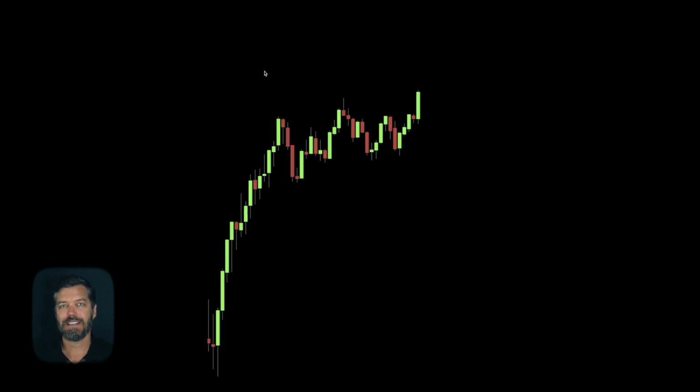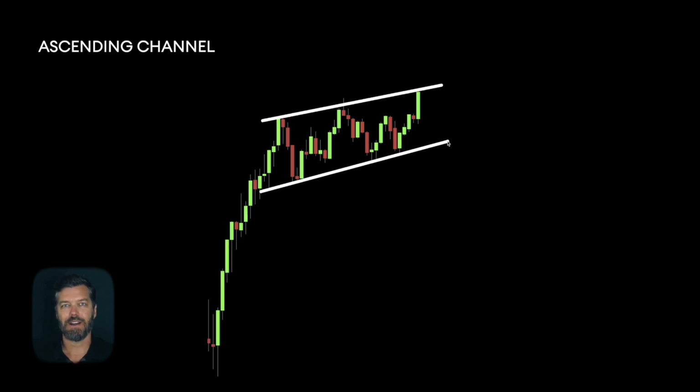We'll start with the ascending channel. In this pattern, the top side forms higher highs and the bottom side forms higher lows, creating 2 upward sloping, parallel trend lines. These lines guide the price as it moves within the channel, making higher highs and higher lows.